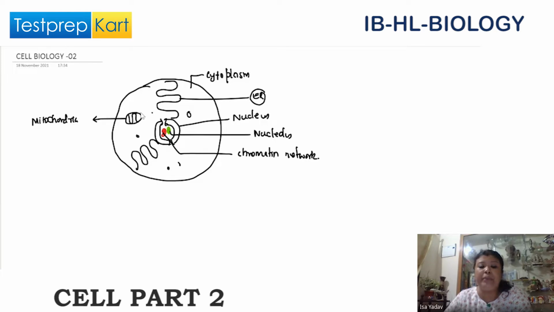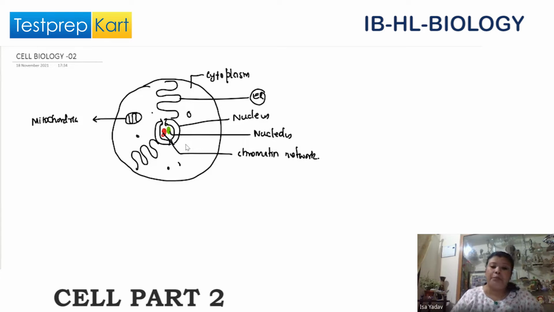But the basic fact is that in plant cells there is a large central vacuole. A major part of the cell is occupied by that vacuole. In the animal cell, we don't see such a structure. The nucleus is placed at the center and the remaining structures are present around it.